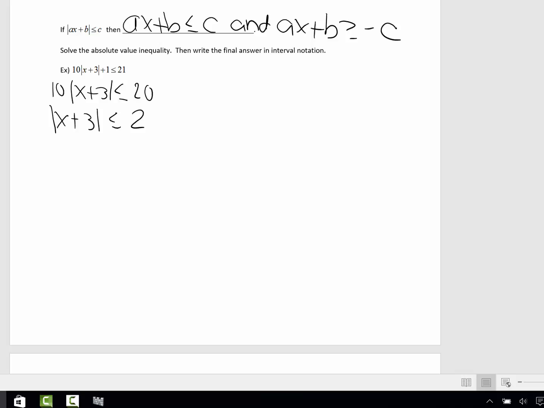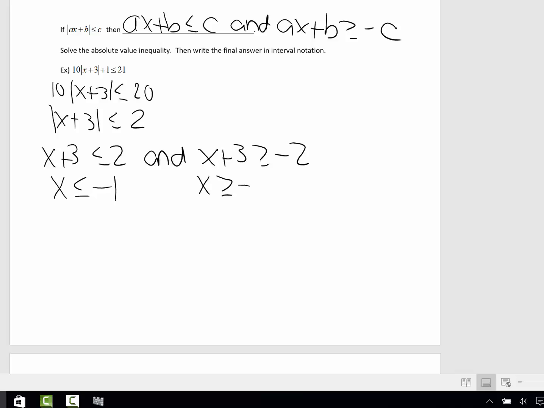Now, the absolute value bars are by themselves, and it's a less than or equal to sign here. It's an and statement. So let's write them out. X plus 3 less than or equal to 2, and x plus 3 greater than or equal to negative 2. Now, notice, once you write these two inequalities, the absolute value bars are gone. So solve each inequality. Subtract the 3 and subtract the 3.